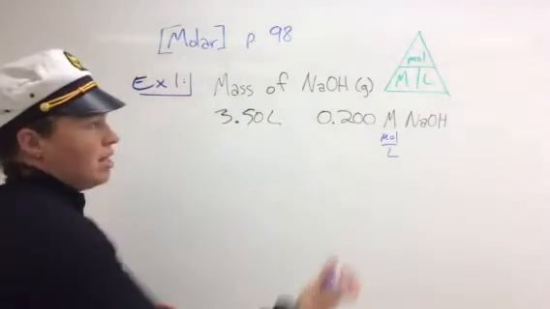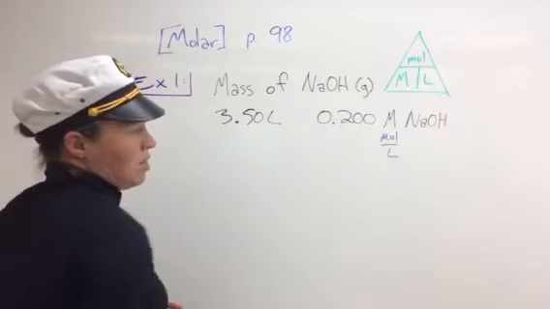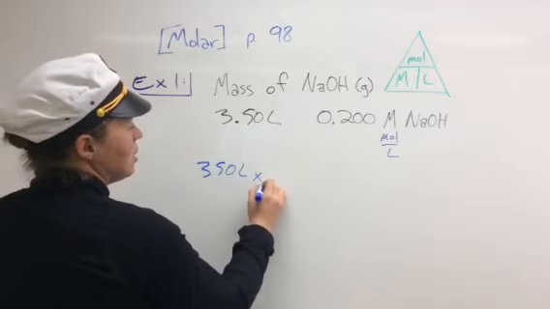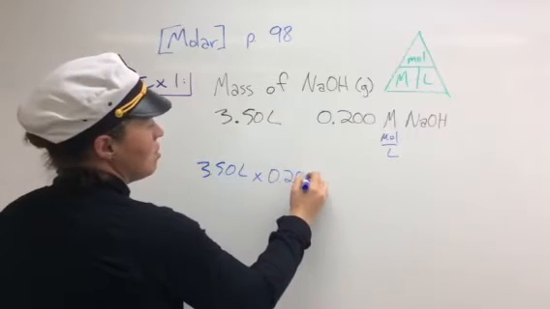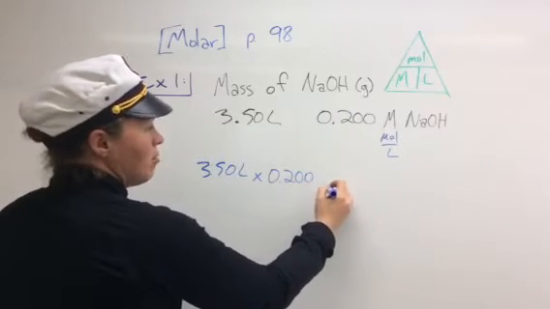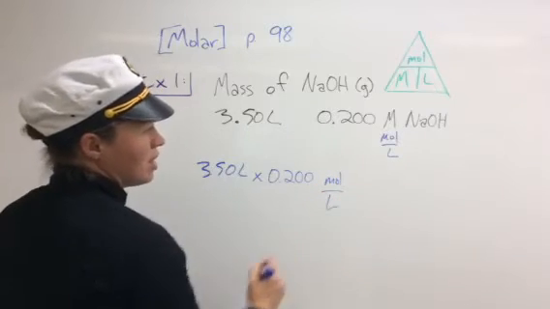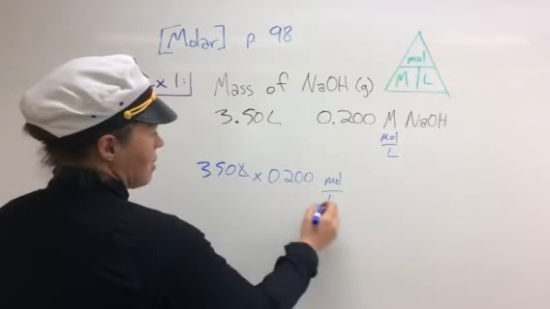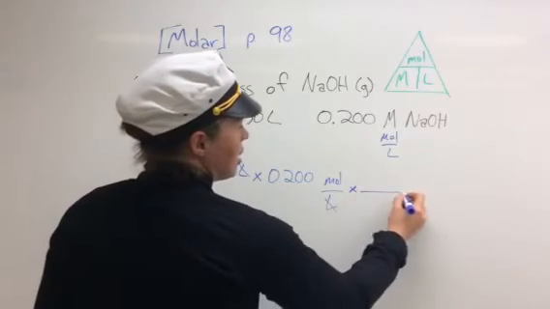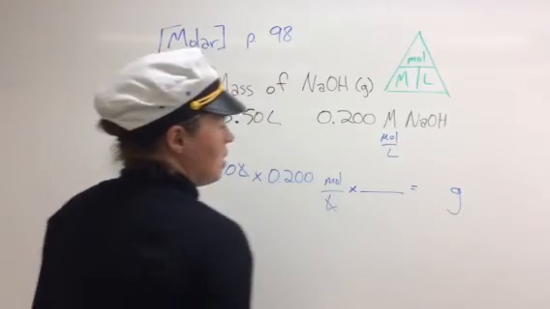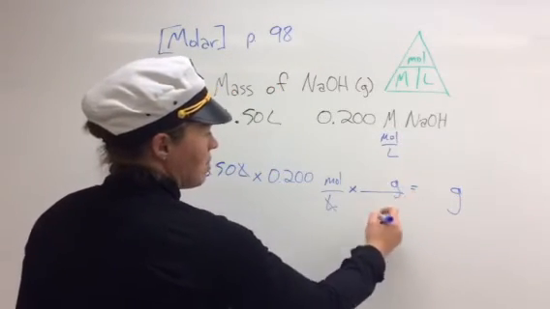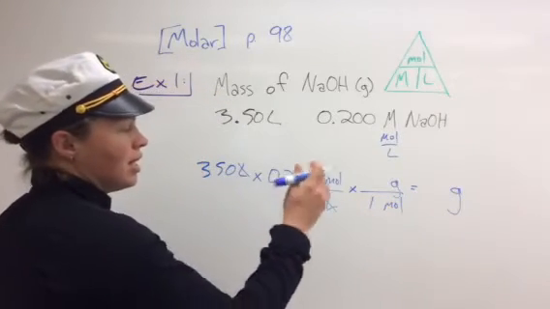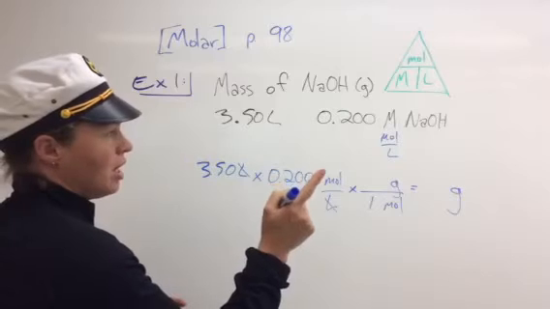Whichever way you want to look at it, whether you want to use that or whether you want to use the units to guide you, what we have to do is go 3.50 liters times 0.200 big M, but I'm going to write moles per liter because they're the same thing. And that's going to cancel out my liters, but I'm not done because I want grams. So to get grams, I want grams on top. I want to get rid of my moles, so I put those there. And I know that I can get grams per mole from the periodic table.